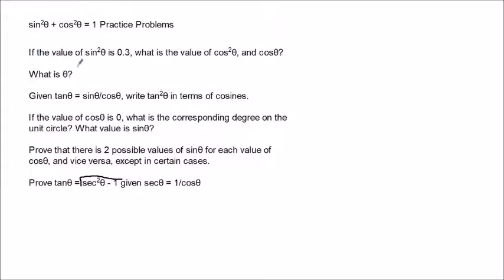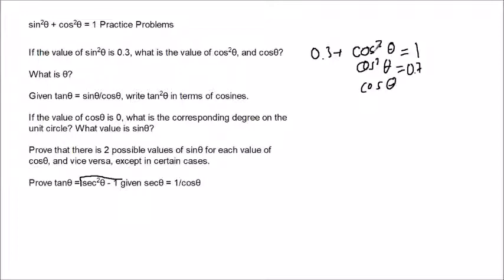So, practice problems. If the value of sine squared theta is 0.3, what is the value of cosine squared theta? Well, that's easy, because 0.3 plus cosine squared theta, I should write the whole cos, because c squared can be a little bit confusing, is equal to 1. So cosine squared theta is equal to 0.7.